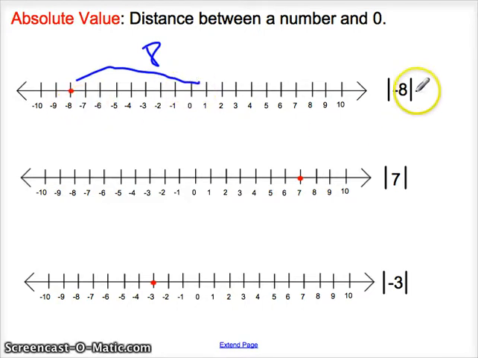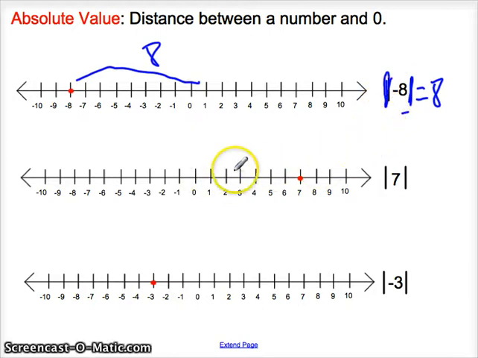So the absolute value of -8 is 8. These bars on the side of -8 represent the absolute value.